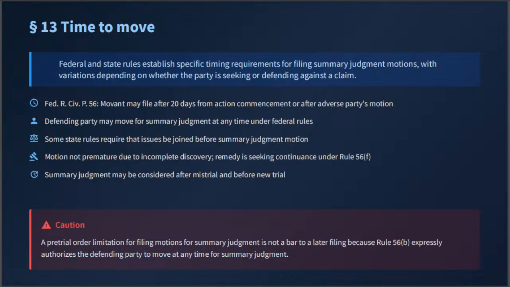So let's see here. The motion, of course, is not premature due to incomplete discovery. As we saw, though, after complete discovery, then after 20 days, it's not eligible for a summary judgment motion. The remedy is seeking a continuance under Rule 56(b). In this case, when a motion is not premature due to incomplete discovery, there might be reasons why there would be a continuance. However, those are specific circumstances.